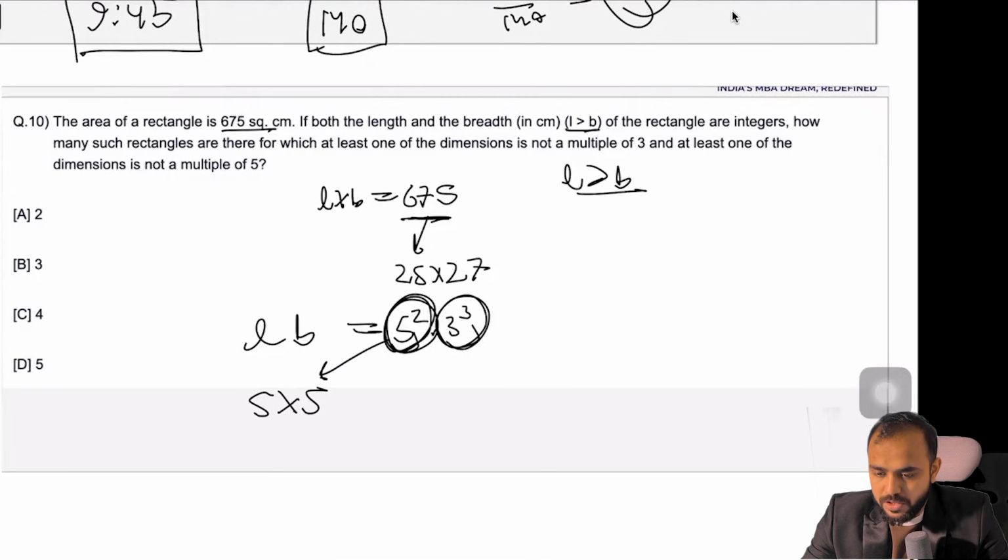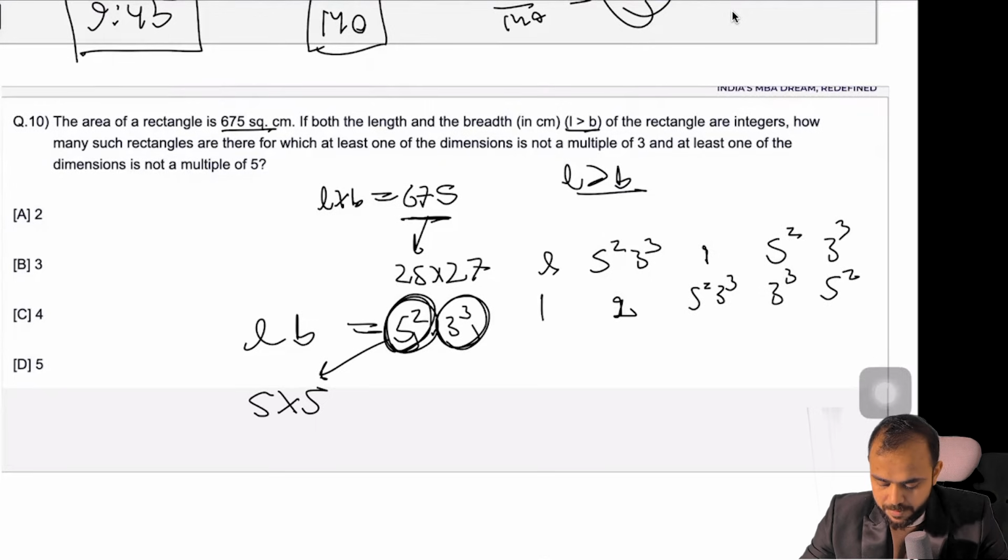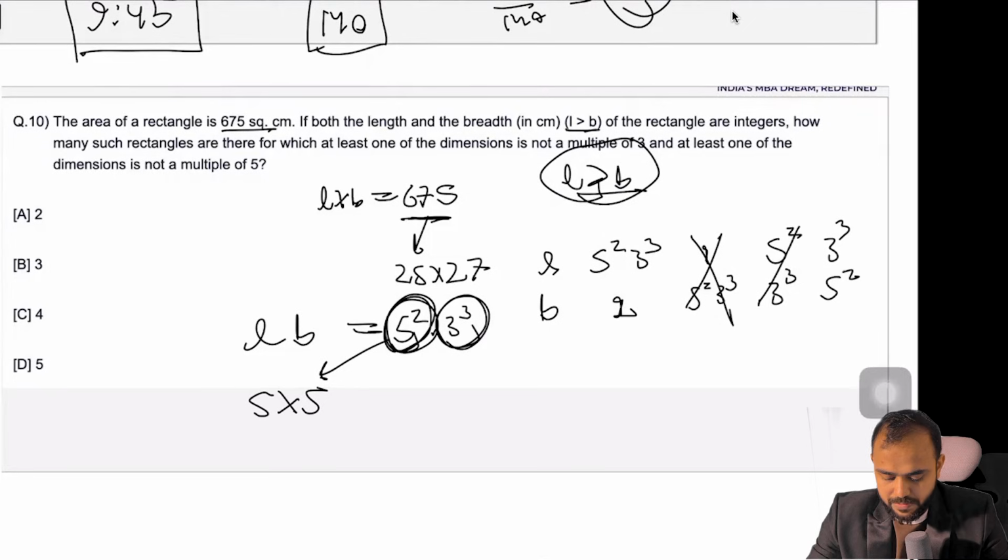So the distributions that you can have are 5 square 3 cube into 1, or 1 into 5 square 3 cube, or 5 square into 3 cube, or 3 cube into 5 square. This is length and breadth. Now because obviously length is greater than breadth, this one is out and this one is out. 25 is less than 27.